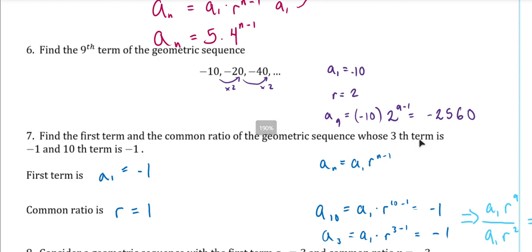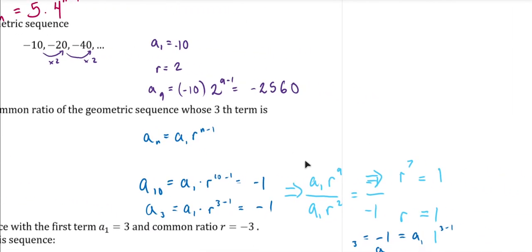For problem number 7, they've actually picked some kind of special values. They tell me that the third term is minus 1, and the 10th term is also minus 1. Let's really just ignore these particular values, and I'm going to show you in general how you could calculate this problem.